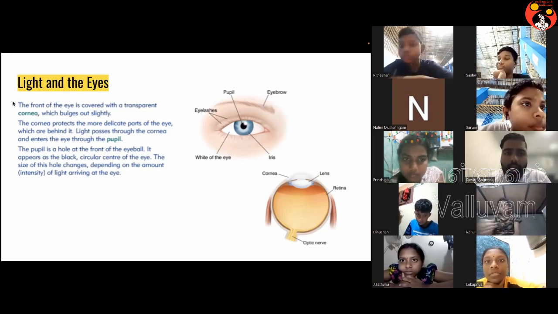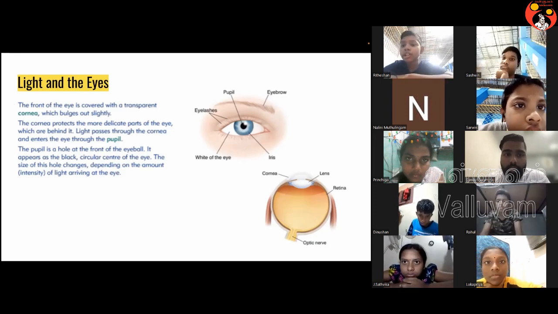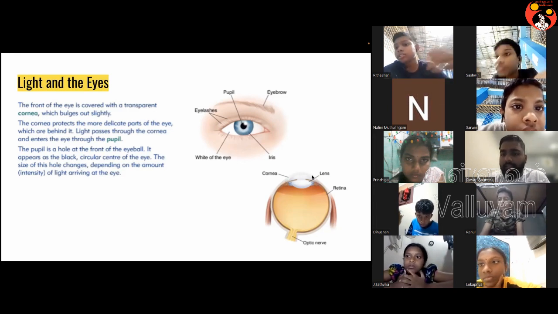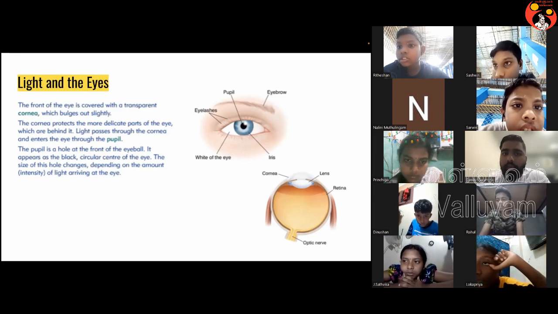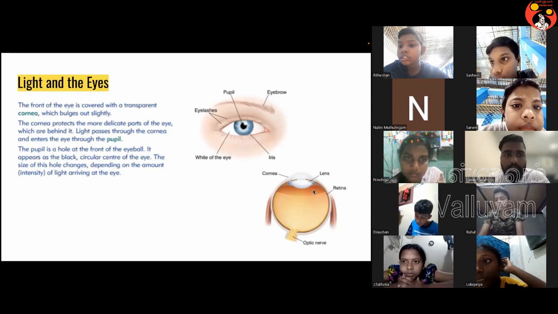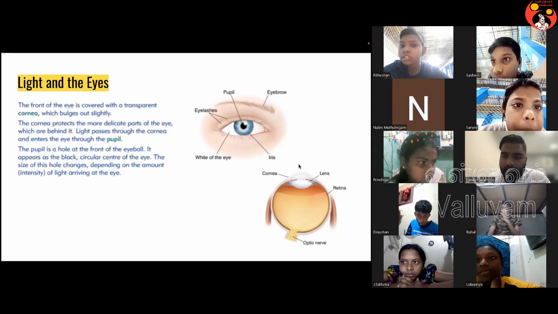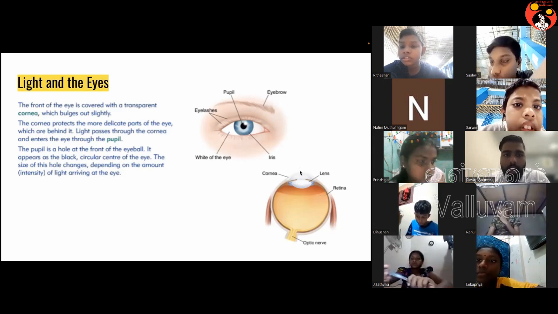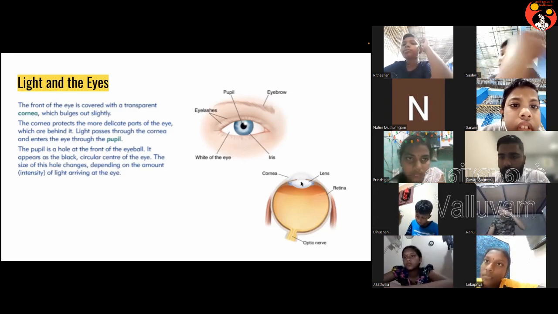Now, the front of the eye is covered with a transparent substance called the cornea, which bulges slightly. So you can see here, this bulge, that's the cornea, and it's a clear, transparent item. Now, the cornea is there to protect more delicate parts of the eye, which sit behind it in this section here. Now, as light enters the eye, it initially hits the cornea, passes through, and goes into the pupil.